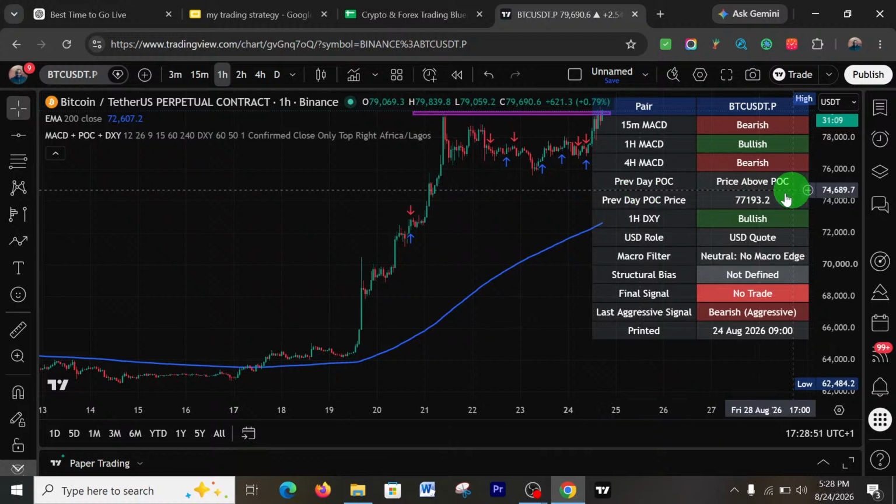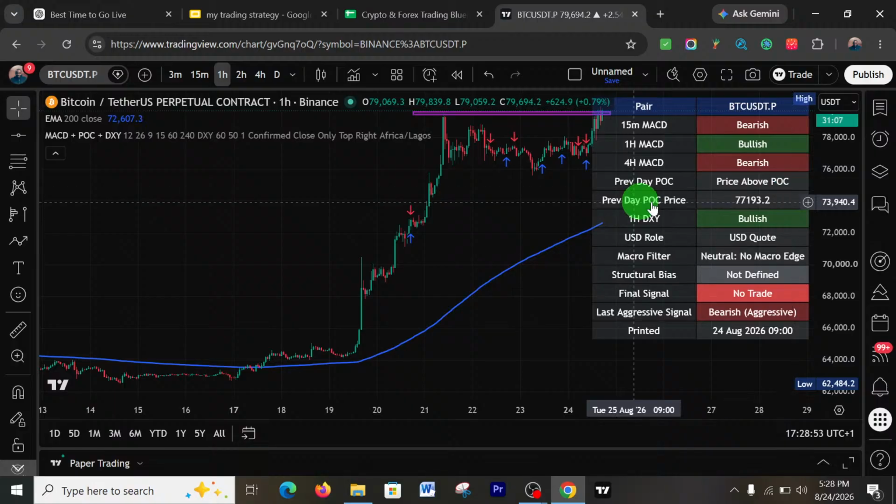You could see the exact price of yesterday's POC, which is 77,193.2. And then we also consider the DXY. The DXY is the dollar index, which has an inverse relationship with Bitcoin. So if DXY is going up, Bitcoin is going down. If Bitcoin is going up, DXY is going down. So they have an inverse relationship, but sometimes they go their separate ways. Within a short while, they could diverge from each other and then converge back again.